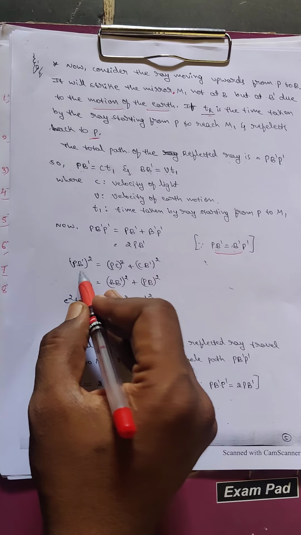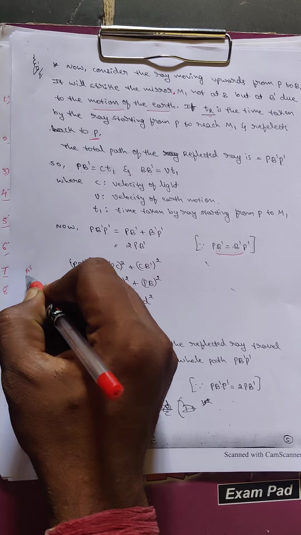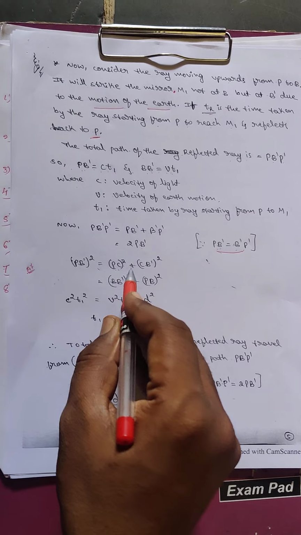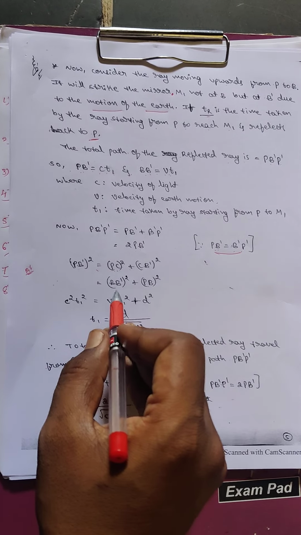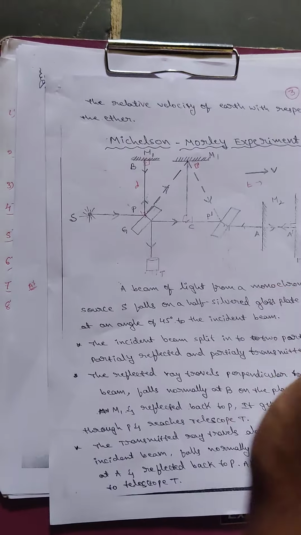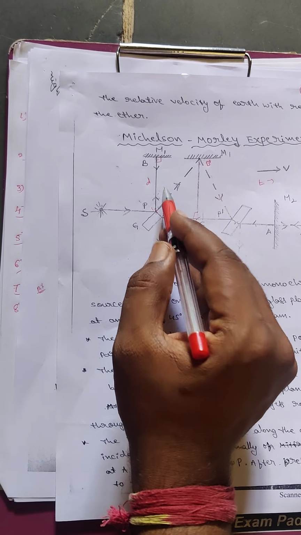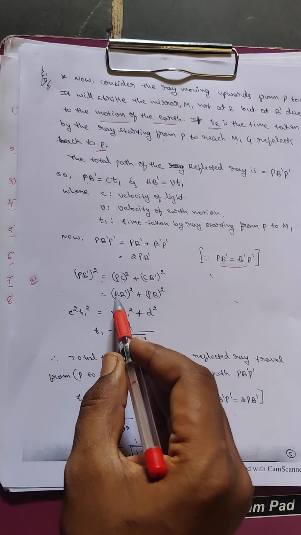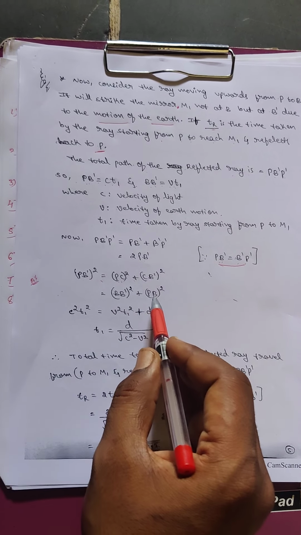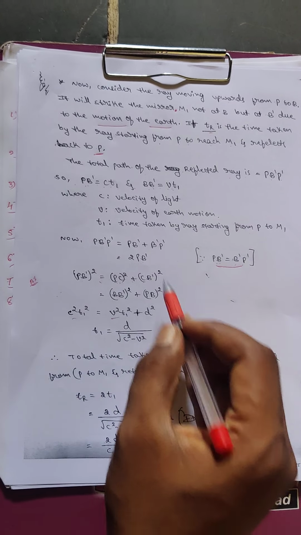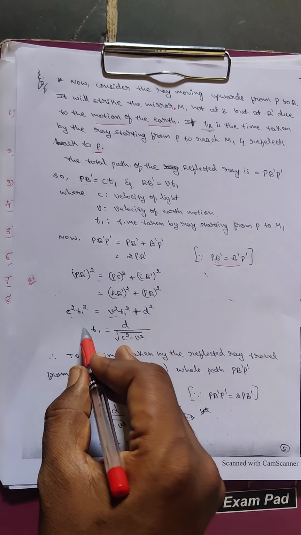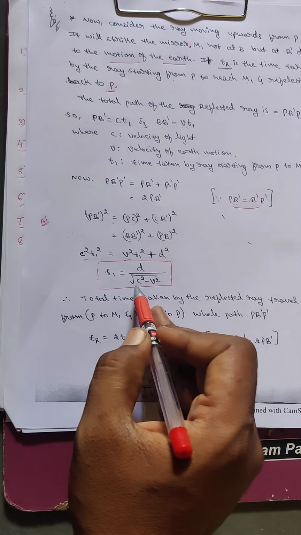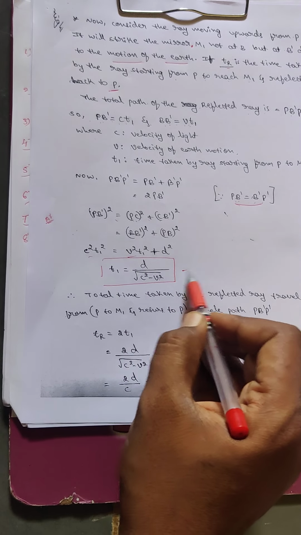Now applying the Pythagoras theorem, PP dash whole square is equal to PC square plus CB dash square. Triangle 1 and triangle 2 are adjacent triangles, so the sides are equal, so we replace them with BB dash square plus PB dash square. Now substituting the values, we get T1 equal to D divided by the square root of C square minus V square. After simplification we get this.